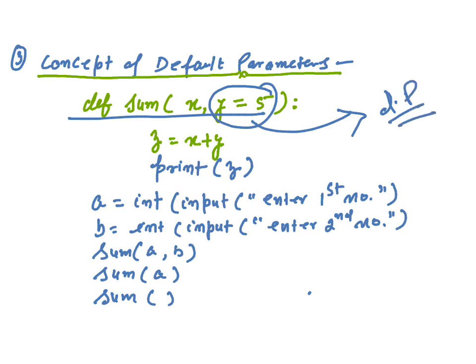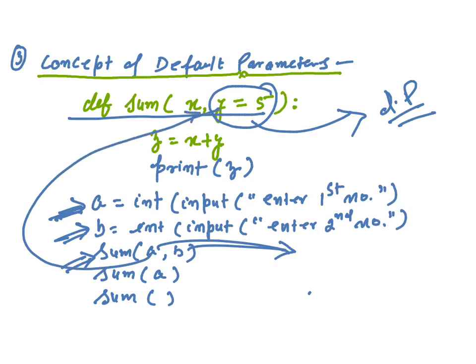You can see once again we are giving the value of a, the value of b, and then we are calling sum. Now here you see that I have passed both a and b. So this a will be passed to x and this b will be passed to y. The new value that you give will be received by the formal parameter, and its original value will be overwritten by the new value.